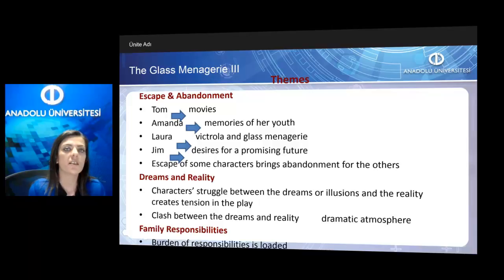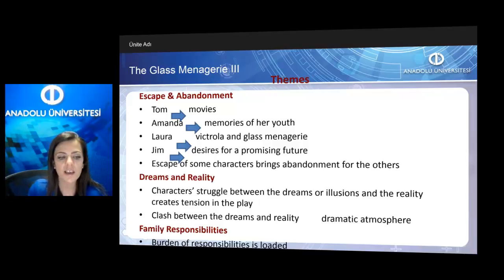There are some themes in this play which need to be emphasized. The first theme is escape and abandonment. All the characters, one way or another, try to escape from the realities around them. This escape is movies for Tom, memories of her youth for Amanda, Victrola and Glass Menagerie for Laura, and desires for a promising future for Jim. And this way of escaping of those characters brings abandonment for the others in the play.